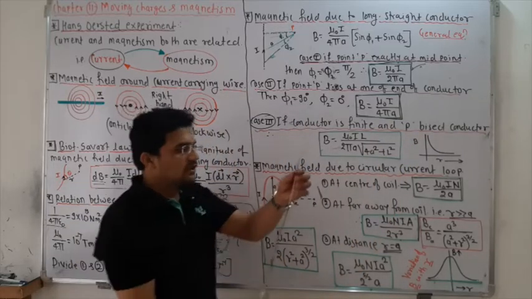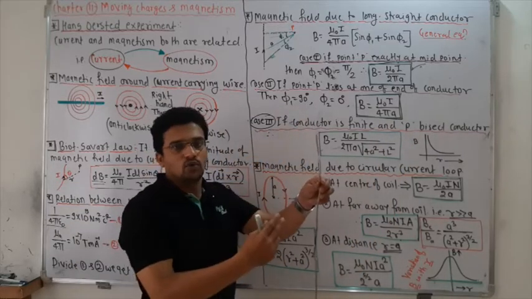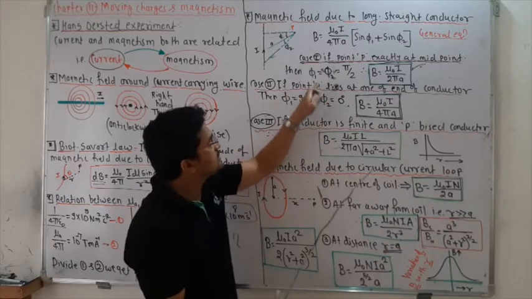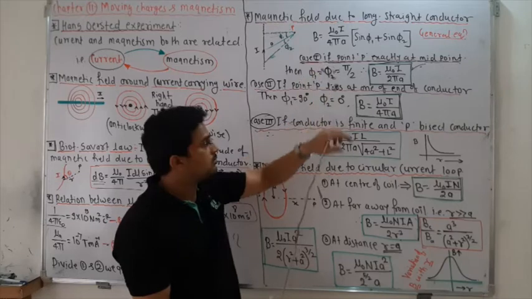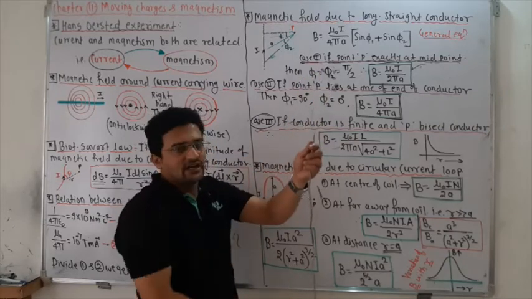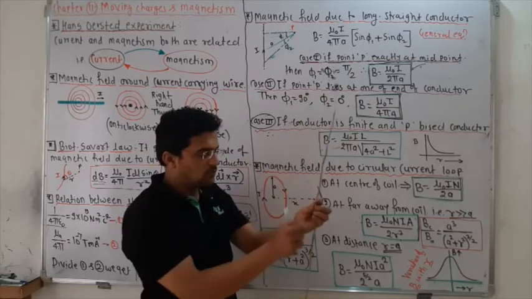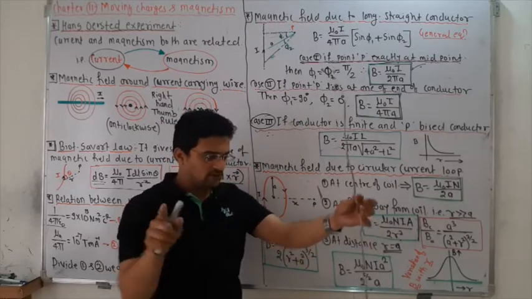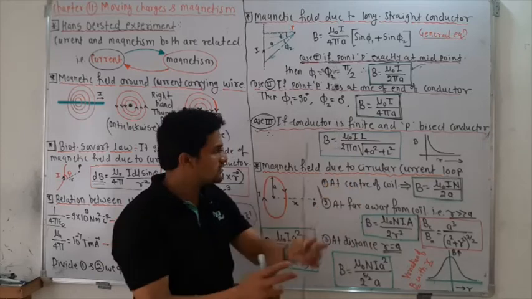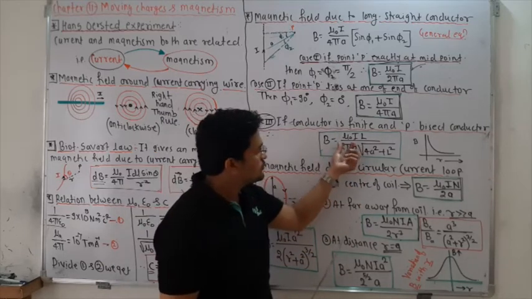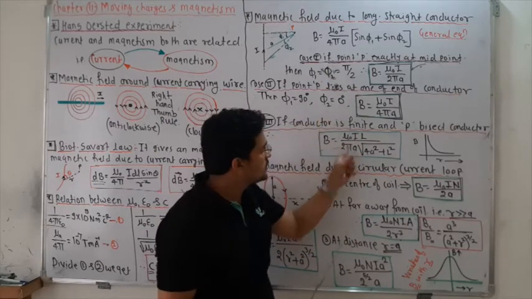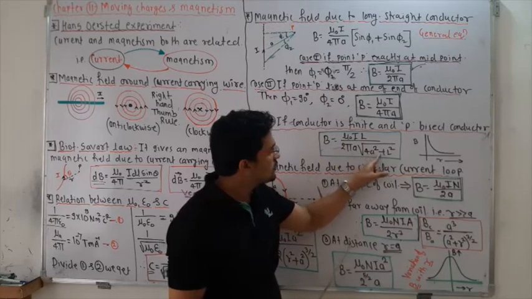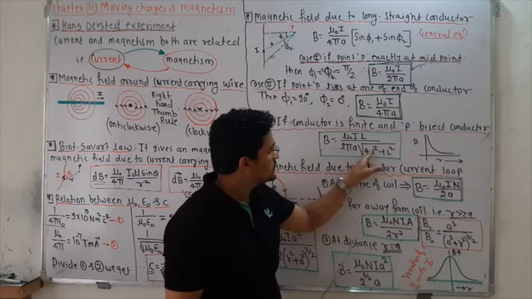Now suppose the conductor has a finite length. These two cases are for the infinite length conductor. But the third case is finite length, having a length L, and the point lies exactly at the center of this conductor. So it makes angle phi 1 and angle phi 2. It doesn't matter. Now if you solve this by placing it in the equation, you will get mu naught I L divided by 2 pi a under root of 4a square plus L square.